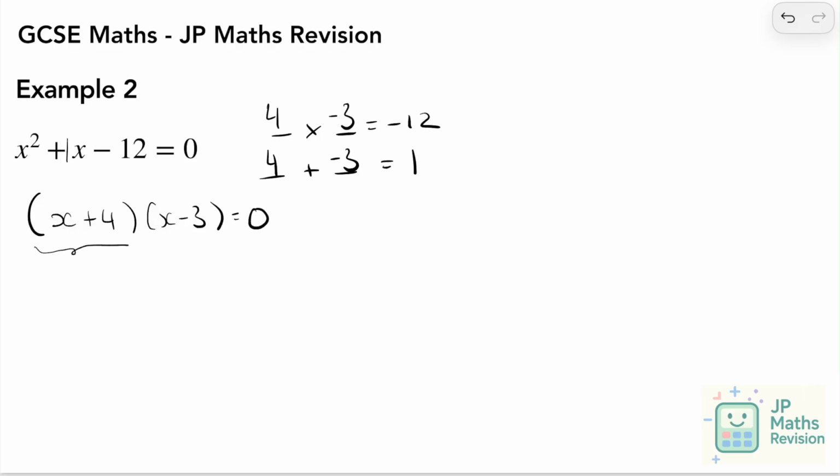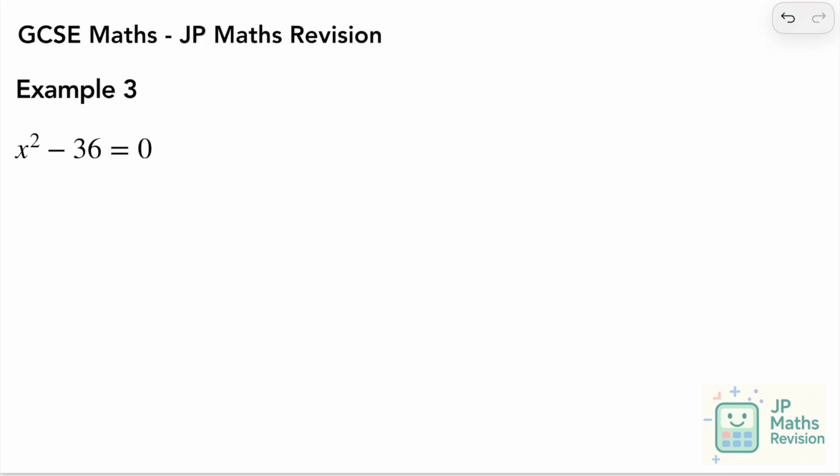For this term to be equal to 0, x would need to be equal to minus 4, because minus 4 plus 4 makes 0. And then for this term to be equal to 0, x would need to be 3, because minus 3 plus 3 is 0. So again, all I've literally just done is flip the sign. Plus 4 becomes a minus 4, minus 3 becomes a plus 3. And the two solutions to this equation are x equals minus 4 or x equals 3.